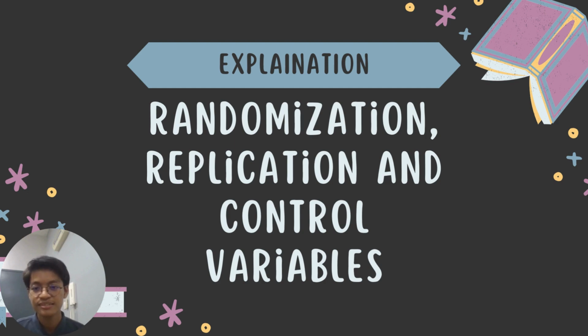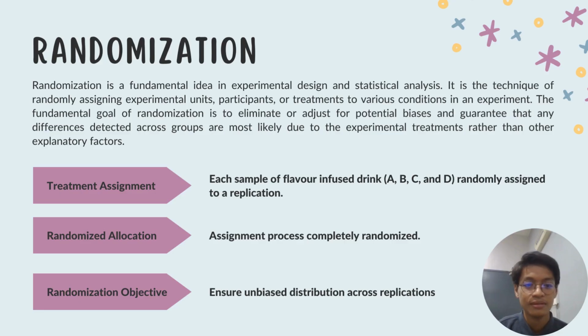For explanation: randomization, replication, and control variables. Okay, and then randomization. What is randomization? Randomization is a basic idea in experimental design and statistical analysis. It is one of the techniques of randomly assigning experimental units, participants, or treatments to various conditions in an experiment.